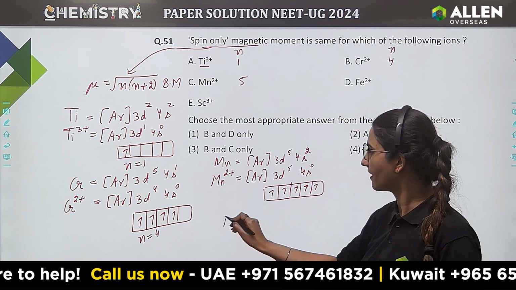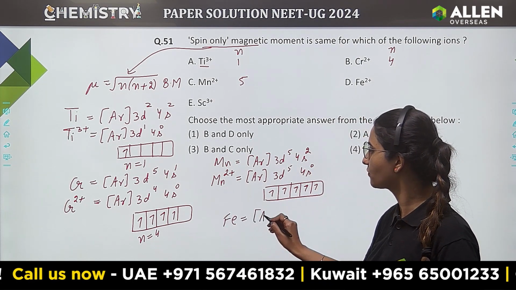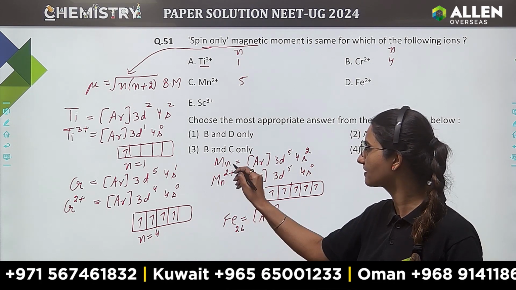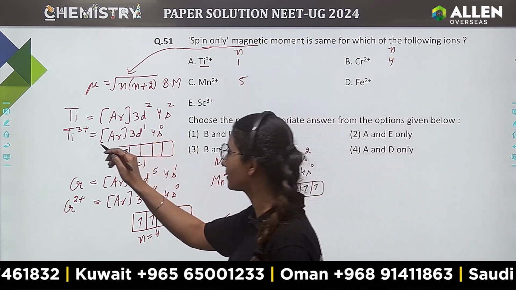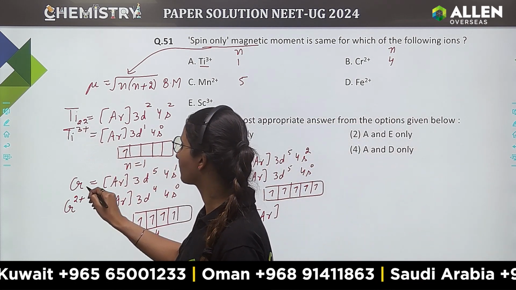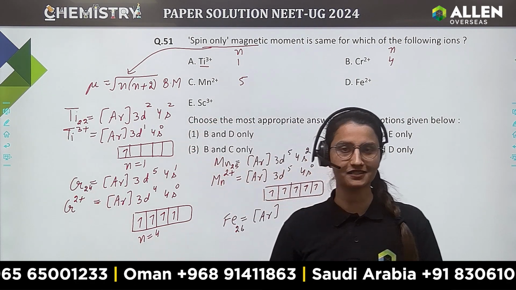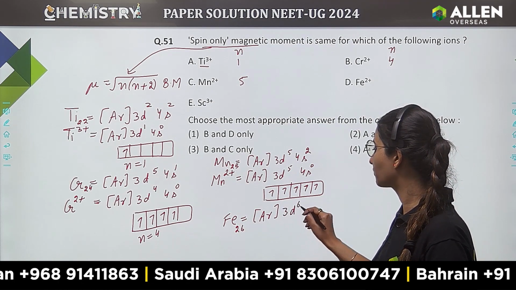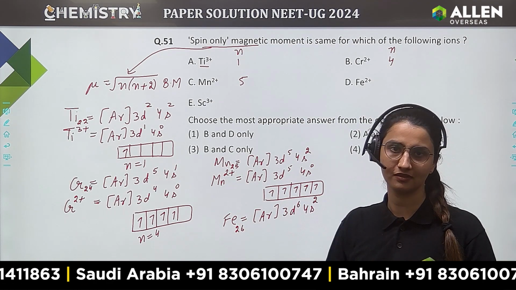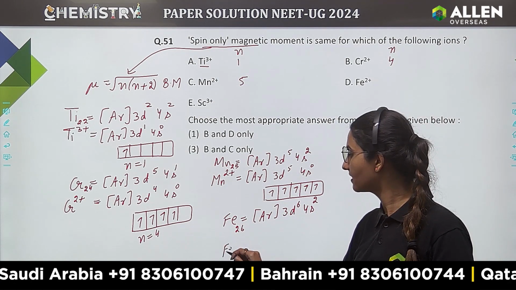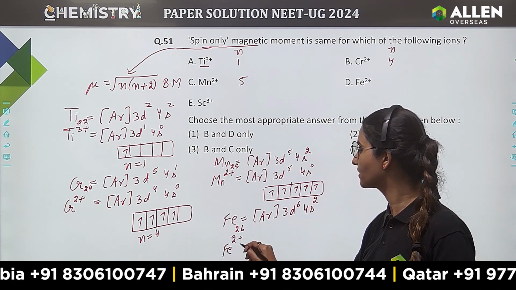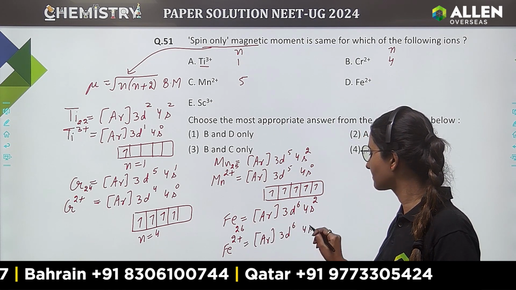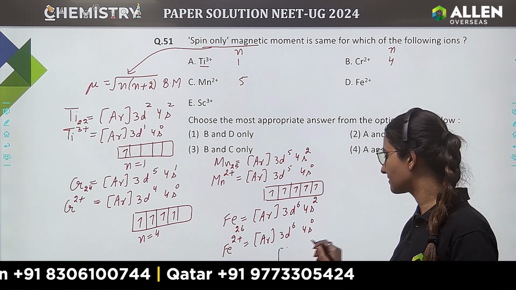Next, talking of Fe. What is the configuration of Fe, students? Argon, what is the atomic number of Fe? 26. Here for Mn it is what, students? 25. Here for Ti, what is it? 22. For Cr, what is it? 24. Atomic numbers, yes? So students, for Fe, the configuration is argon 3d6 4s2. If I talk regarding the configuration of Fe plus 2, it will be argon 3d6.